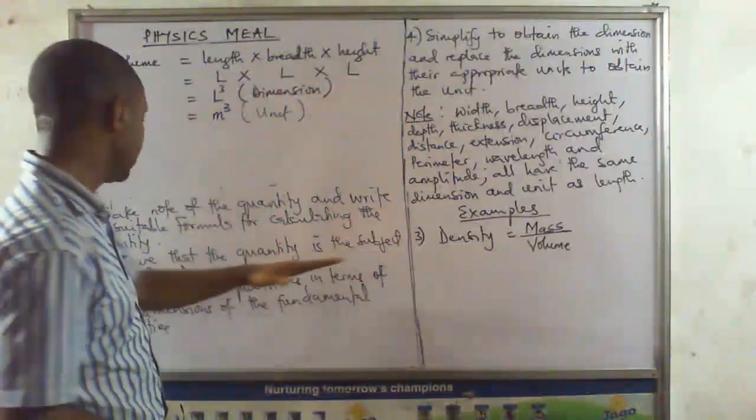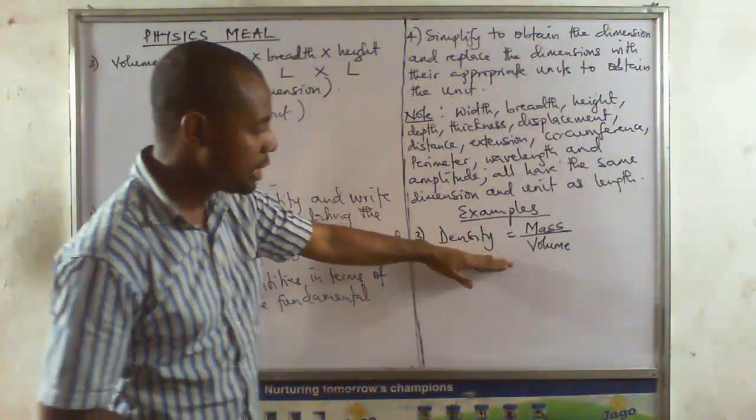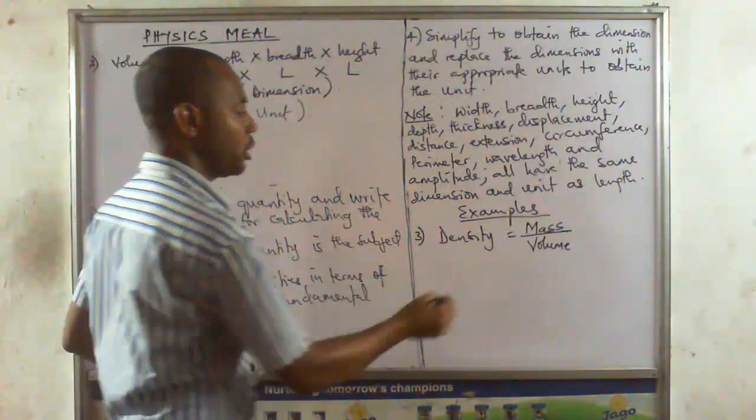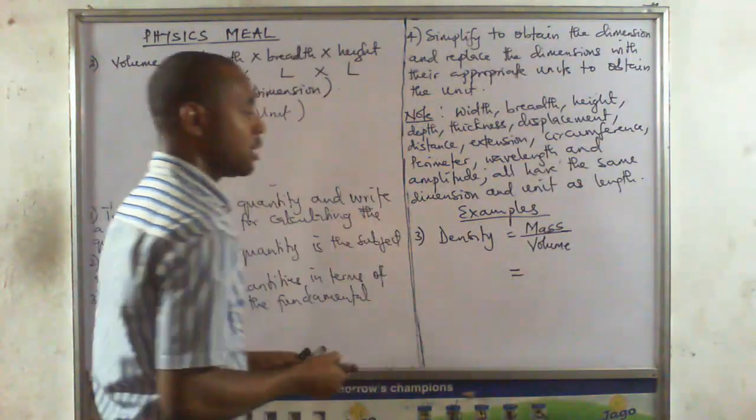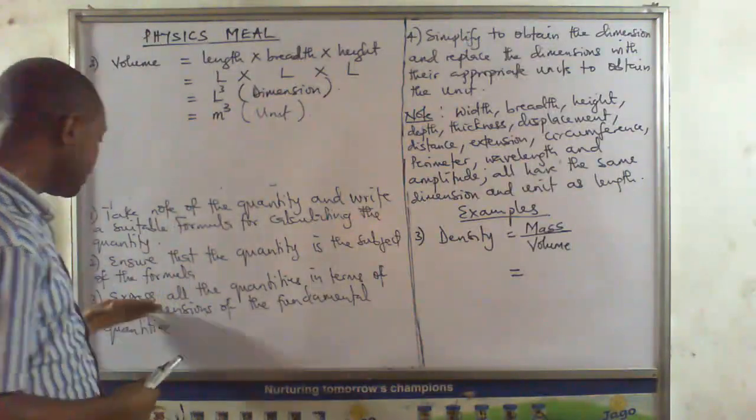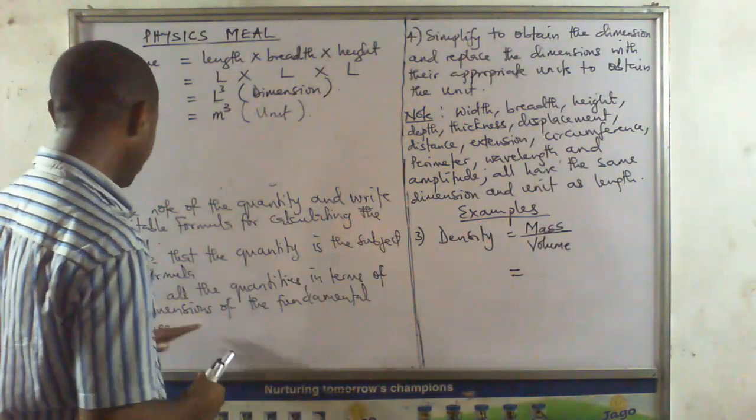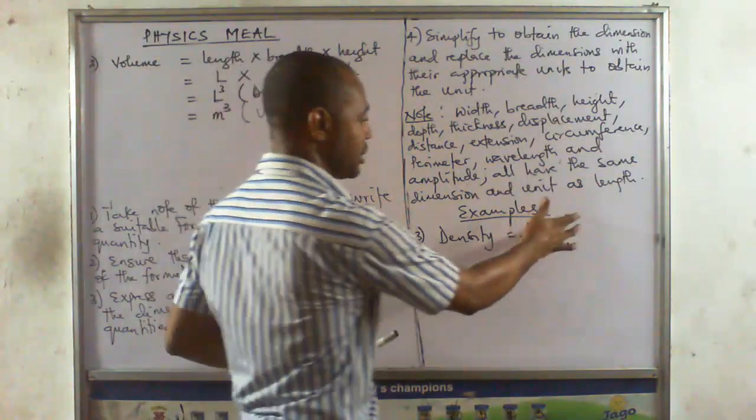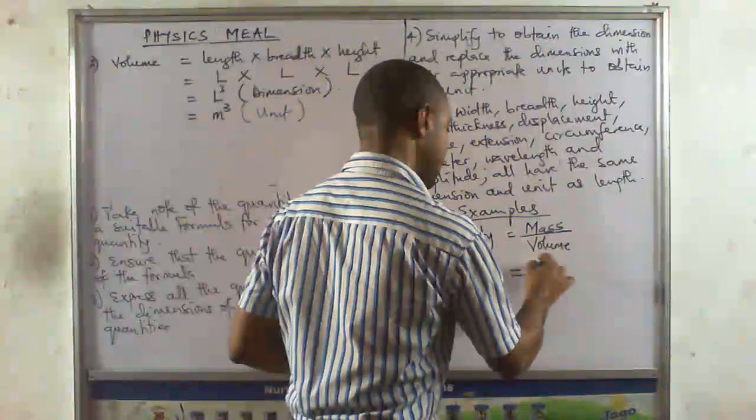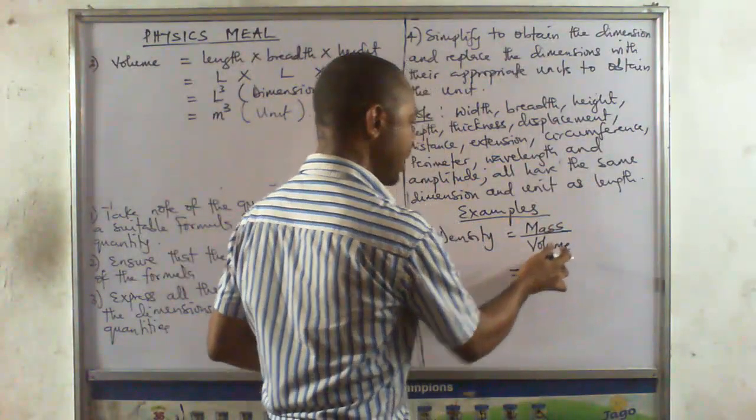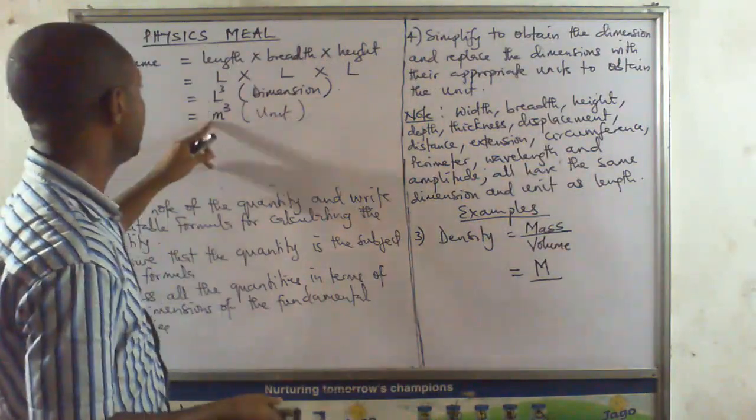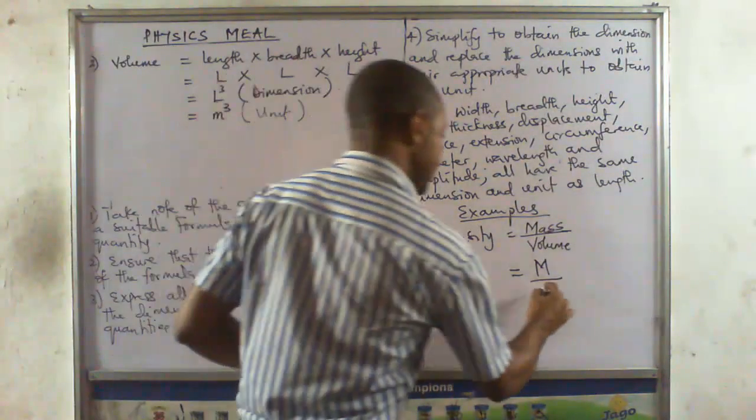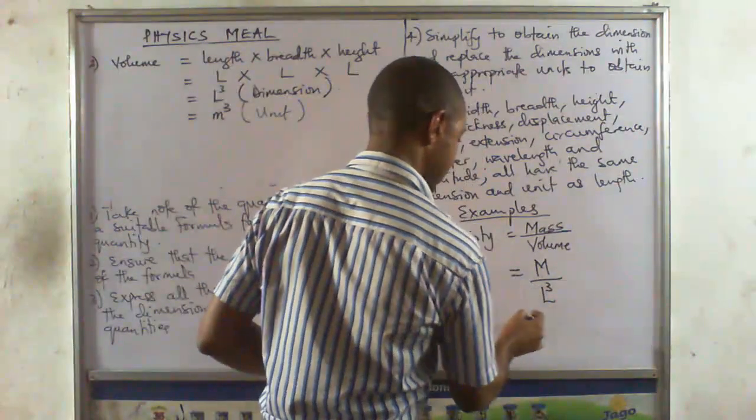Ensure that the quantity is the subject of formula. Here, density is the subject of this formula. Then we go on. Express all the quantities in terms of the dimensions of the fundamental quantities. Mass, what's the dimension of mass? We go to our table. Mass is capital M. Dimension of volume, we just obtained volume. What's the dimension? Length raised to power what? 3. So volume is length raised to power 3.